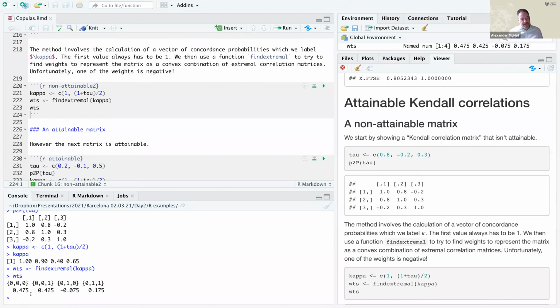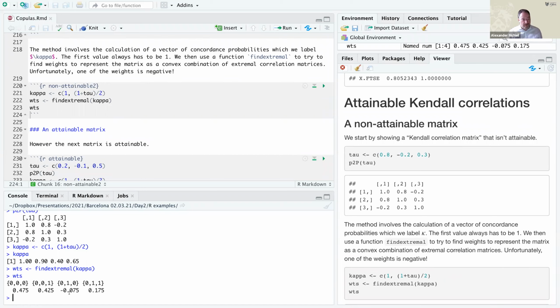So remember, in 3 dimensions, there are 4 diagonals of the unit cube. What the naming means is that the first one is the diagonal that connects 0, 0, 0 to 1, 1, 1. The second is the diagonal that connects 0, 0, 1 to 1, 1, 0, and so on. So these specify different diagonals. And one of the weights is negative.